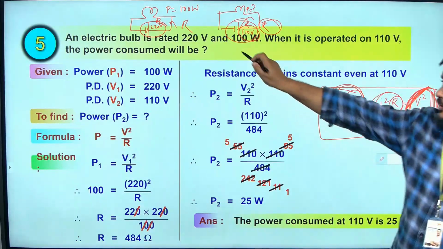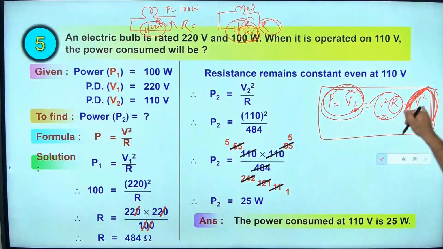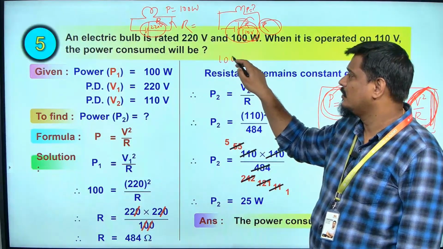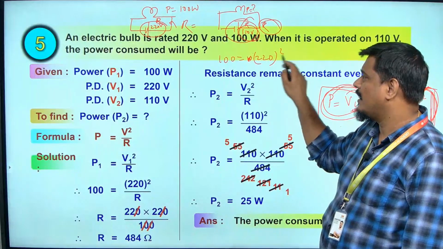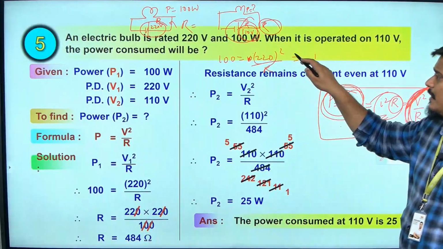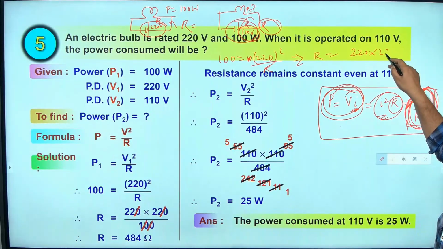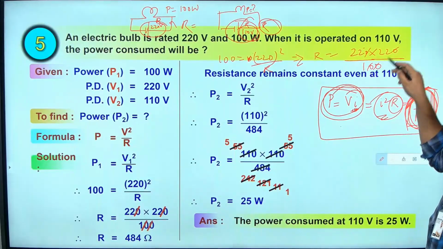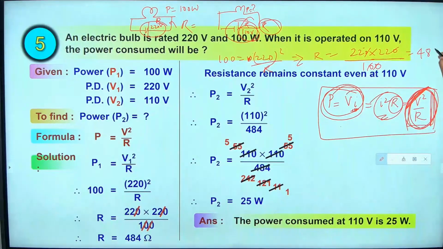I will do it for you. R will be how much? For this case, what will be the R? V square by R. So, what is that? 100 is equal to V square is 220 square, 220 square by R. So, R will become equal to how much? 220 into 220 by 100, right? So, you get 22 times 22, which is equal to 484. So, I am getting 484 ohms already given below.